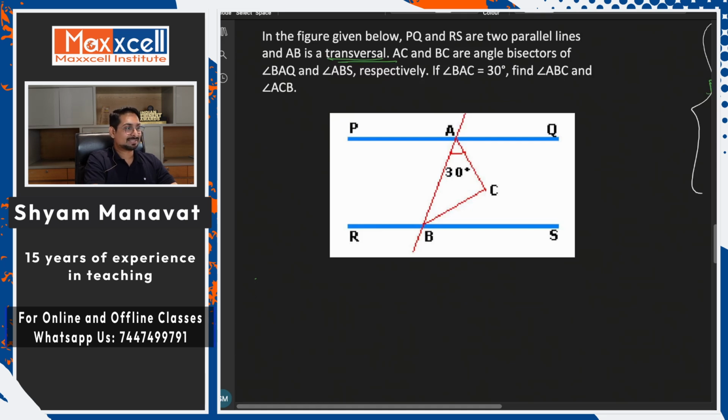Okay. So, transversal. Here we have PQ and RS, they are parallel. AC and BC are angle bisectors. We have studied angle bisectors: an angle bisector divides the angle into two equal parts.